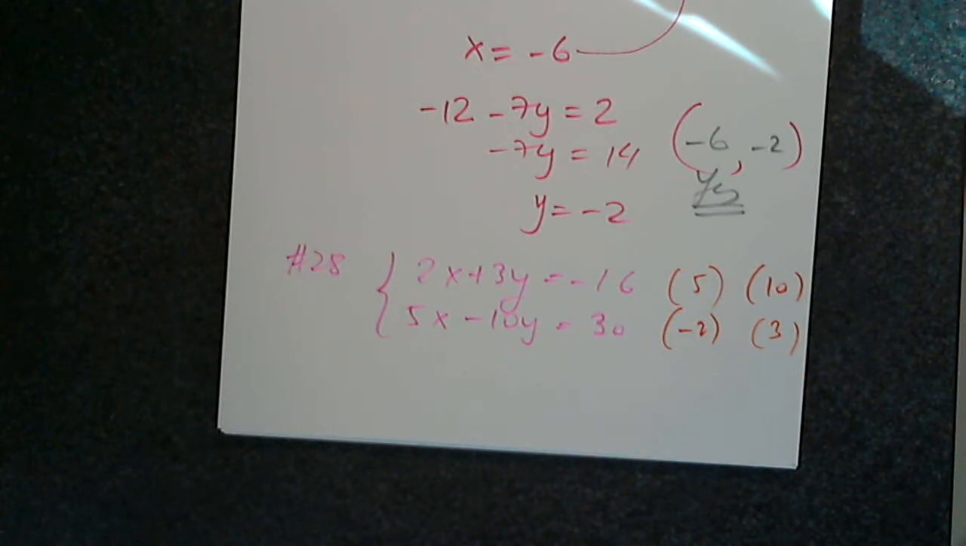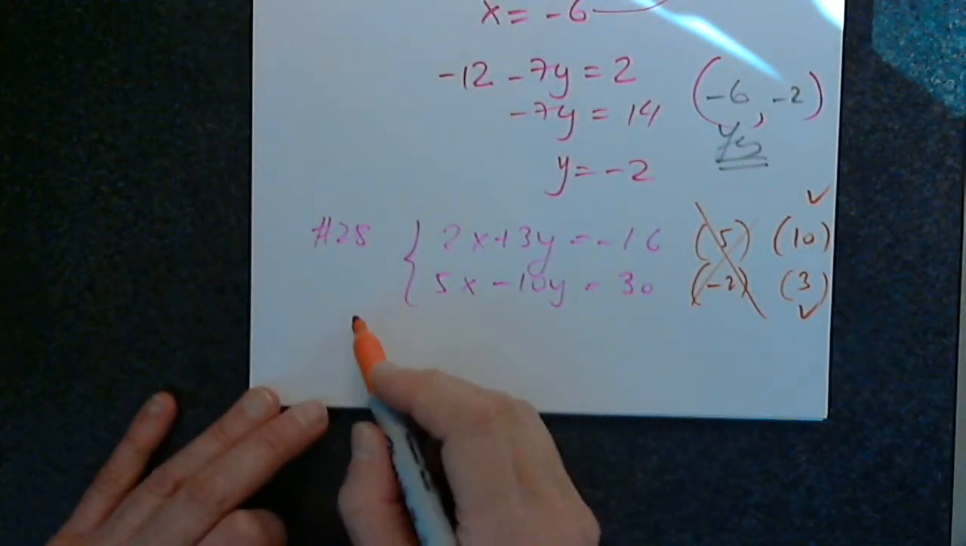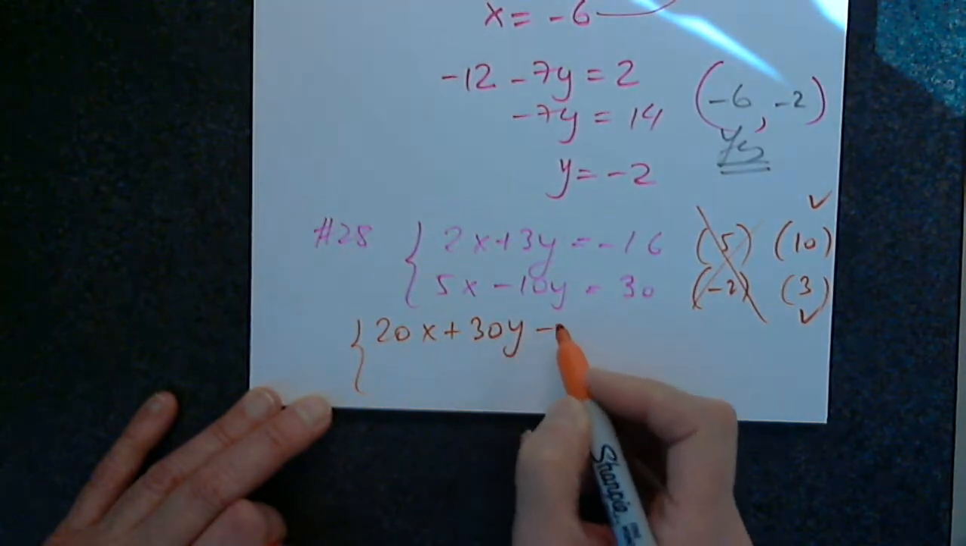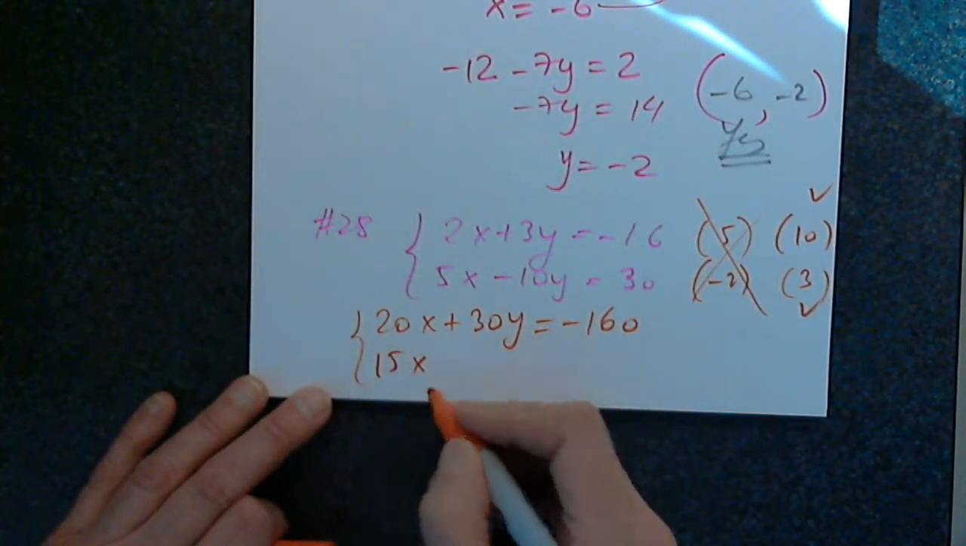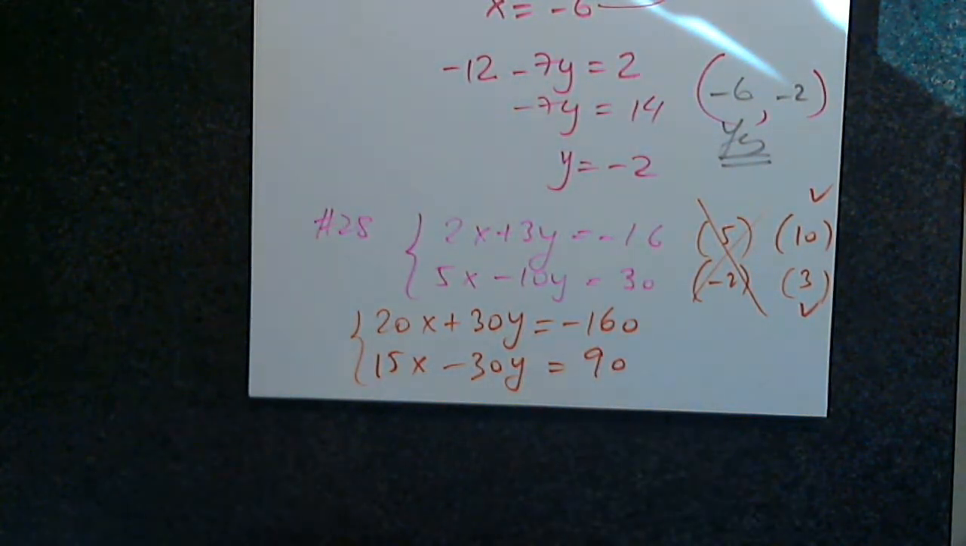Now you choose. Say you want to eliminate x, then we'll stick with 5 and negative 2. If you like to eliminate y, which I recommend, then we will multiply by 10 and 3. We have to multiply both equations no matter what. But that's for the recommended. So I will do this. So then I have 20x plus 30y equals negative 160. And then 15x minus 30y equals 90.